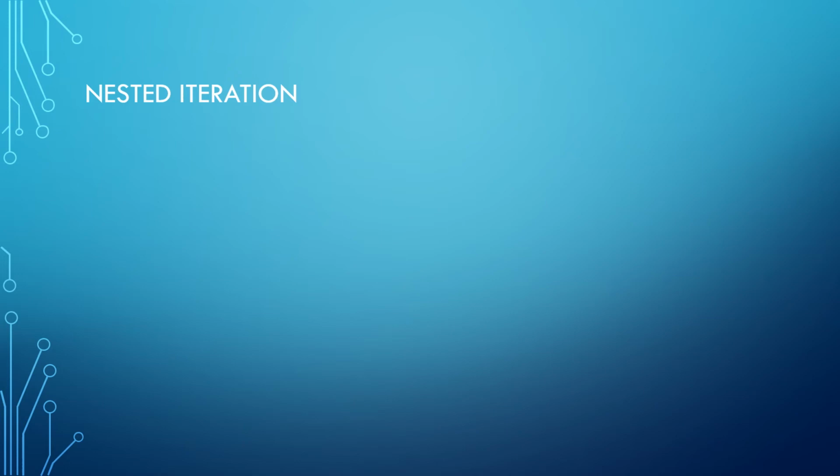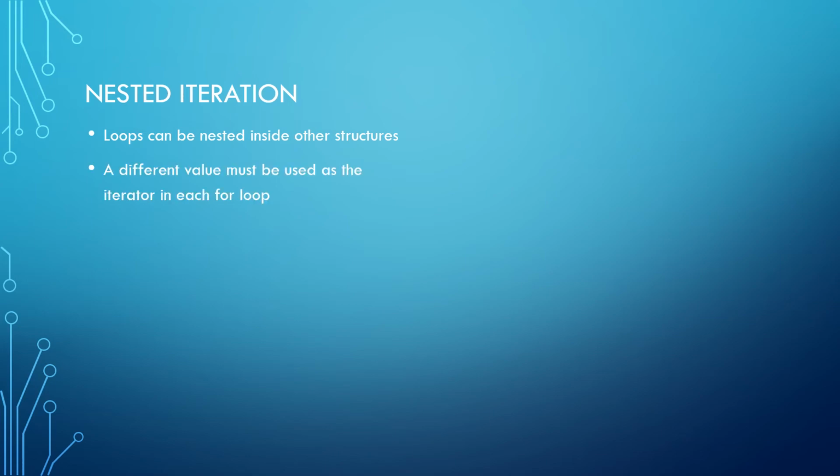In the past couple of examples, you have seen selection nested inside iteration. It is also possible to put one iterative structure inside another. If you are using two for loops, a different value must be used as the iterator in each for loop.